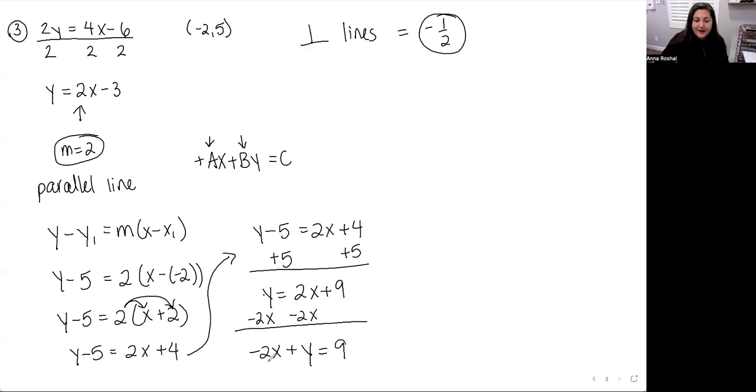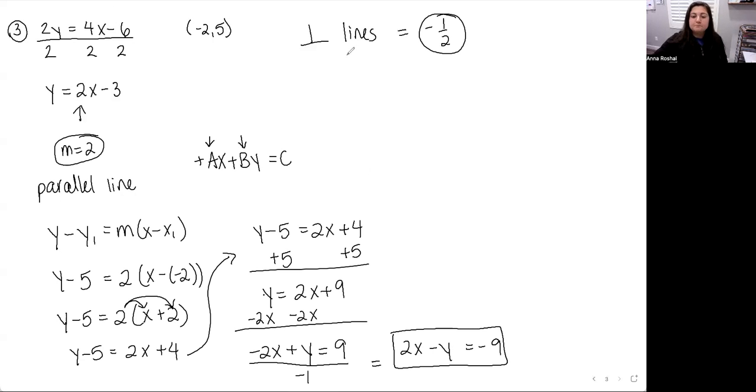Because I don't want that, I need to divide everything by -1. Some teachers will say multiply everything by -1. It literally means the same thing. There's no difference. So I'm going to have 2x minus y equals -9. And that's my equation of my parallel line to this original line in standard form, okay?